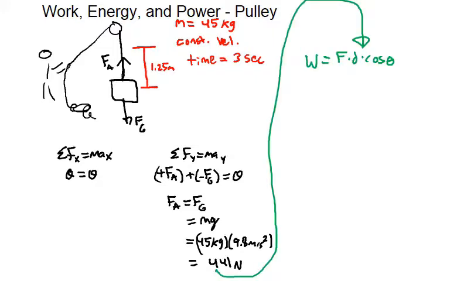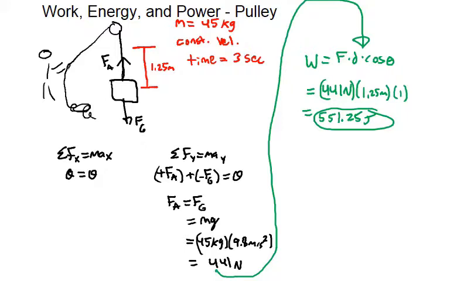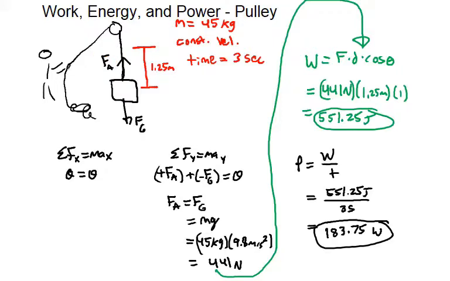And to find work, we take that value and multiply it by 1.25 as the displacement. The force applied is up, the displacement is up, so the angle between those is 0. 551.25 joules is the work done, and the power, taking the work divided by time, is 183.75 watts.